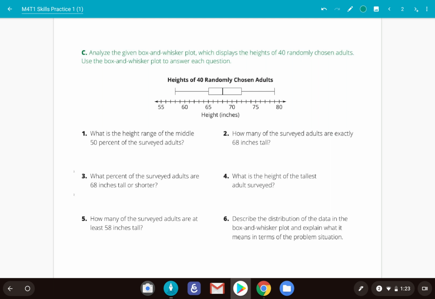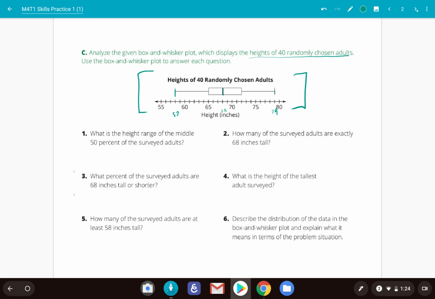For part C, it says to analyze the box and whisker plot, which displays the heights of randomly chosen adults. Use the box and whisker plot to answer each question. So we've got this box and whisker plot here. You can see that the minimum height is 58 and the maximum height is 79. It looks like the median height is 68.